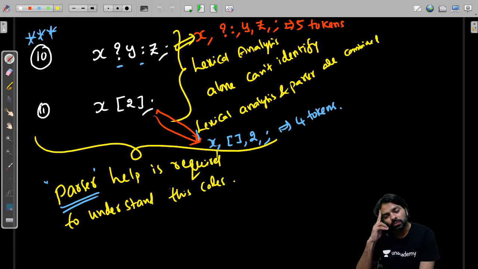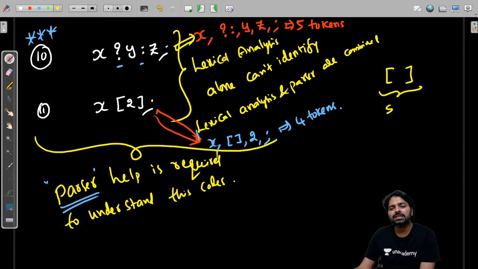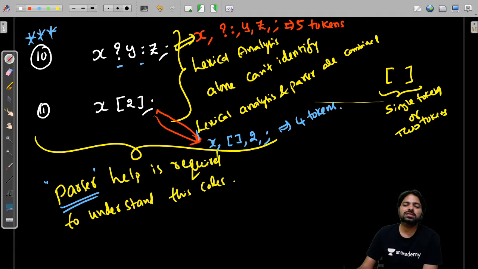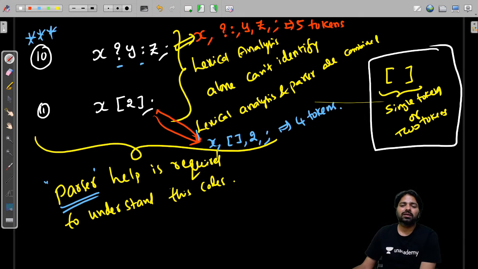What should I say to the people? This is a single token or 2 tokens, God knows. Why? Because if you are implementing a lexical analyzer alone, it is considered as 2 tokens. But if you combine it with a parser, it will be considered as a single token. Note down that this is not an easy job. These are implementation dependent, but we are learning lexical analysis.